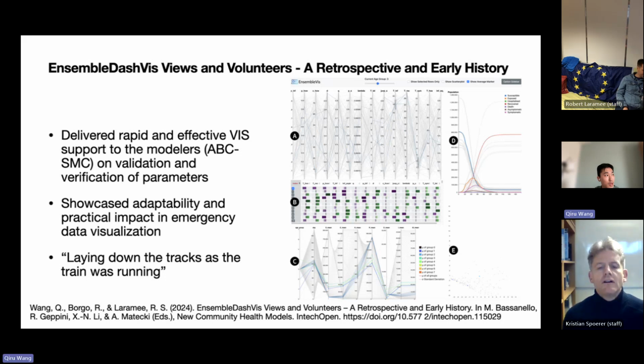By insight, I guess we meant this laying down tracks as the train was running type of work, because there was actually a really small vertical of data visualization. It's called emergency data visualization, where it doesn't sound like COVID emergency, but it's still kind of emergency. It's basically quick response to events. So we need to quickly generate data visualizations to support decision making during those emergencies.